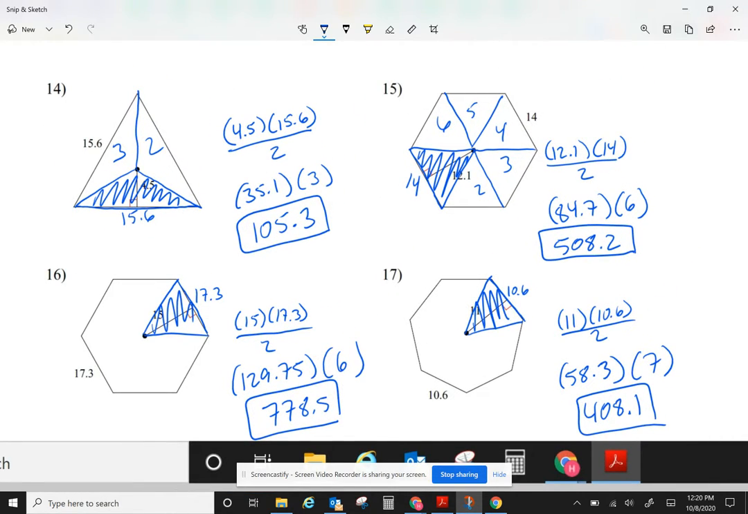So get the area of one triangle, and then multiply it by how many triangles there are. Notice for questions 14 and 15, I literally showed you each triangle, but the number of triangles is how many sides the polygon has. For numbers 16 and 17, I did not show you the triangles. I just counted how many sides there are, and that's how I knew how many triangles I could come up with. Don't forget that if your final answer has more than one decimal place, round it to one decimal place only.